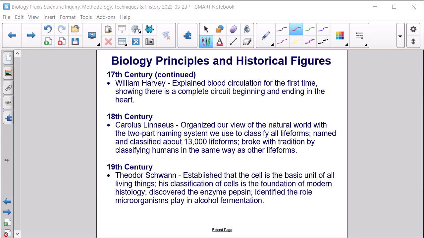He named and classified about 13,000 life forms, and broke with tradition by classifying humans in the same way as other life forms. In the 19th century, Theodor Schwann established that the cell is the basic unit of all living things. His classification of cells is the foundation of modern histology. He discovered the enzyme pepsin and identified the role microorganisms play in alcohol fermentation.